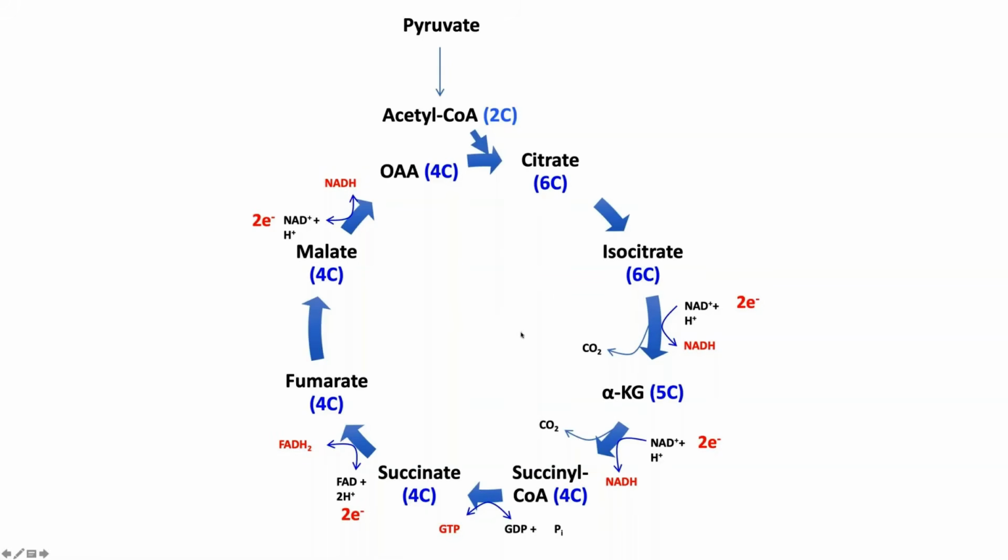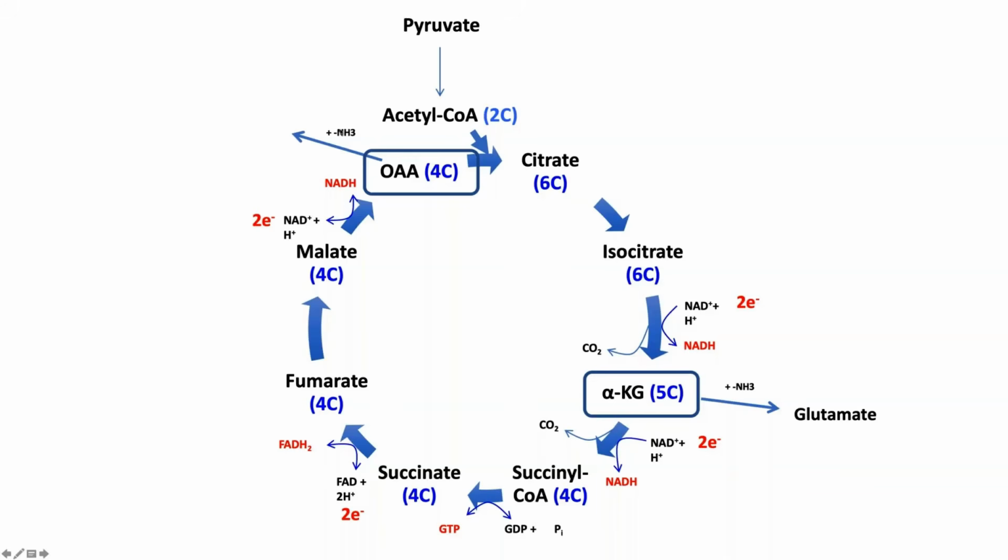What you need to know about ammonia is that if I add ammonia to certain things in the TCA cycle, I will form a different product. If I add ammonia to alpha-ketoglutarate, I will make glutamate. If I add ammonia to oxaloacetate, I will make, you guys know, aspartate. And if I add ammonia to pyruvate, do you guys know? Alanine. These are things that you have to know.